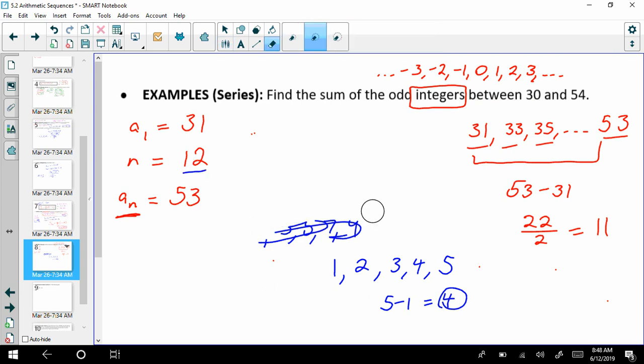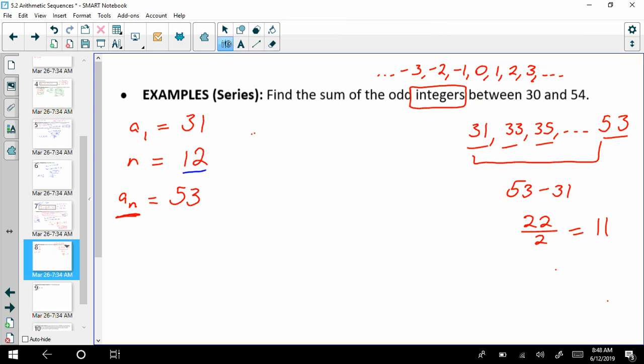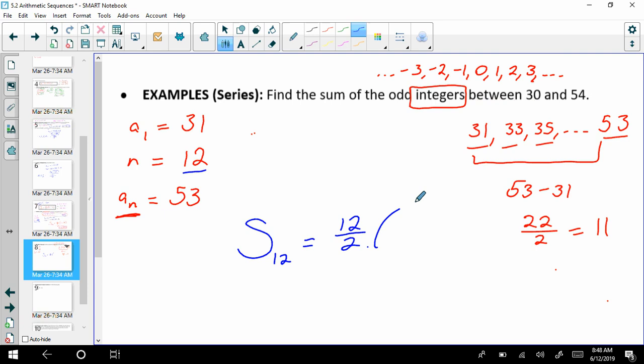We'll do another one if you're still fuzzy on that. Now that I have everything I need, I'm going to find my sum. So the sum of these 12 numbers, I would take n over 2, so 12 over 2, and then in parentheses my a sub 1 plus my a sub n. So this would be 6 times 84.